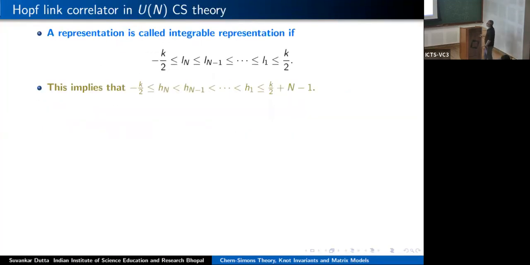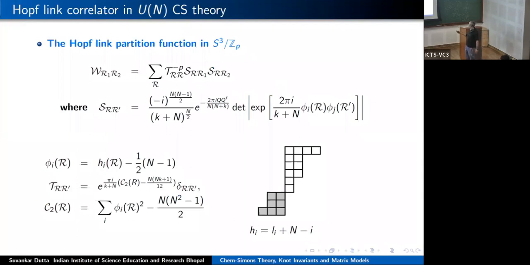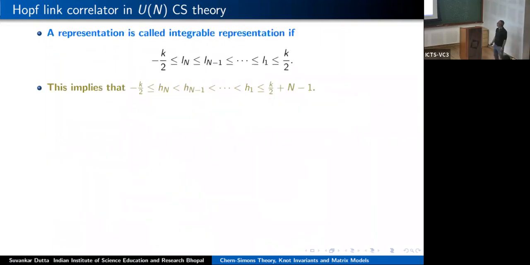And mathematically, or diagrammatically, what do I mean by an integrable representation? It is that the width of the Young diagram will not exceed K. K is what? K is the level of my Chern-Simons theory. Okay, so if you consider any Young diagram, the width of the Young diagram, this is the width, will not exceed K. So that is the constraint on the representation. So all the sums over representations you can see here are summed over these integrable representations. That is something you have to keep in mind when you are considering this sum. Okay, so this is the definition of an integrable representation.